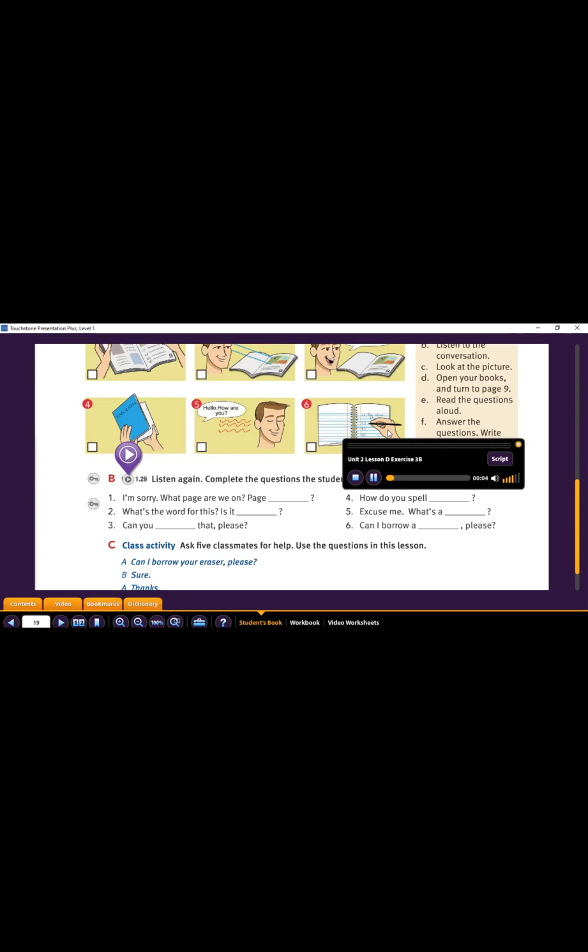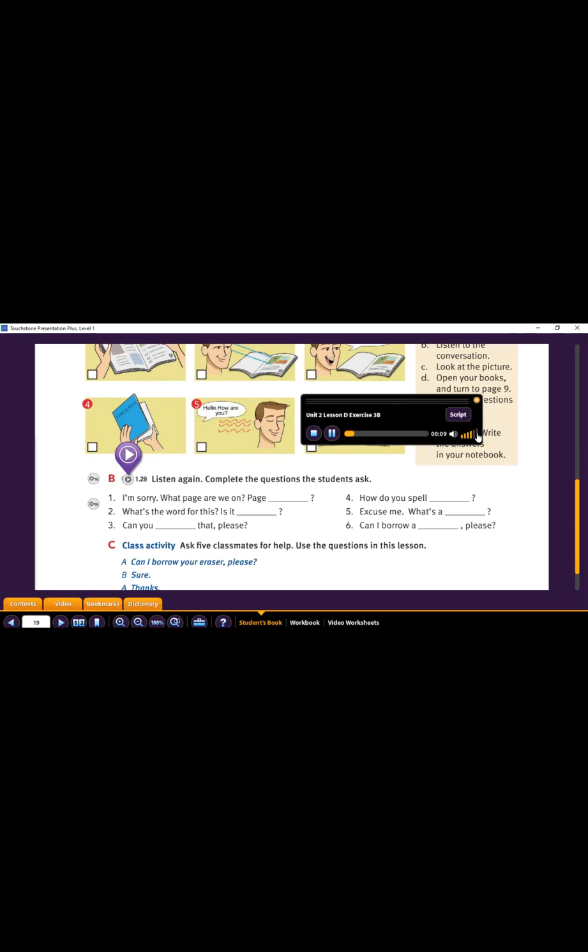Page 19. 3. Listening and strategies. Following instructions. A and B. Listen to the class. 1. Good morning, everyone. Good morning, Mr. Brown. Okay, so open your books and turn to page 9. I'm sorry. What page are we on? Page 8? Page 9. Open your books and turn to page 9.